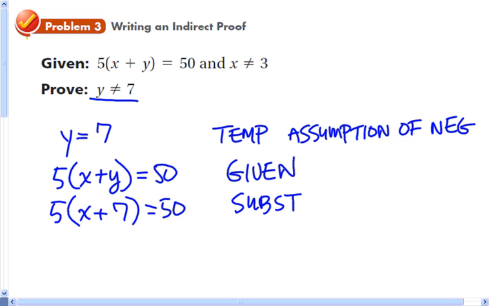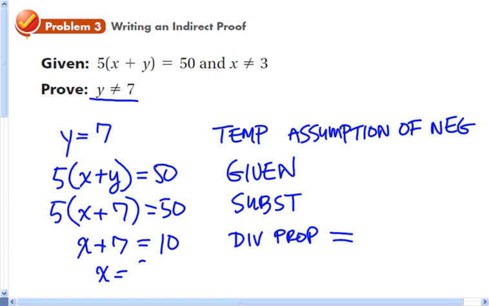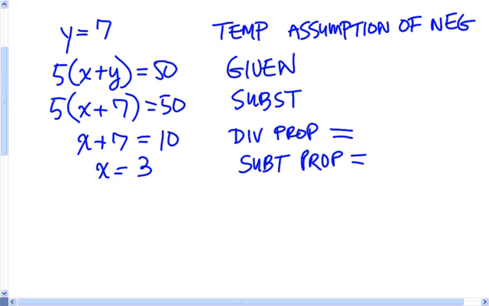And then we can divide both sides by 5, so we can say x plus 7 is equal to 10, and that's using the division property of equality. And then we can say x is equal to 3, and that's from the subtraction property of equality. And from up above in our given, we have x is not equal to 3. That's given.